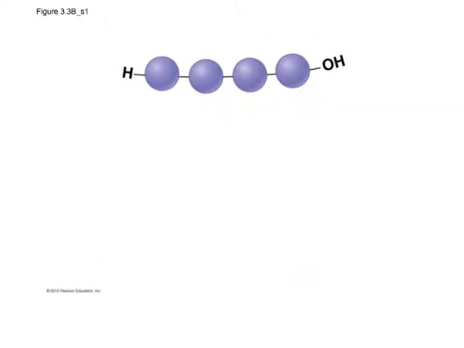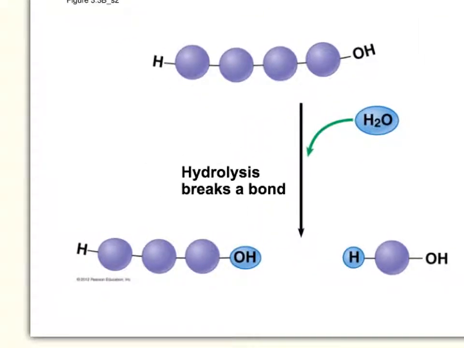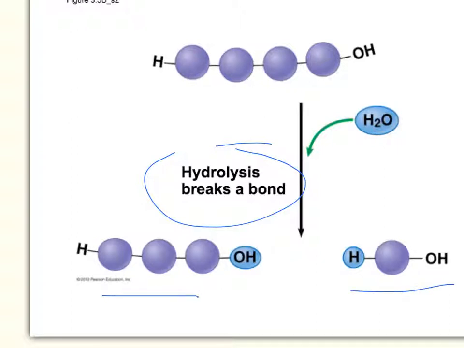In this slide, we're just seeing our original polymer, which we're then going to add water to and split it. So here's the water. It undergoes hydrolysis. And now we have our monomer back and our short polymer.